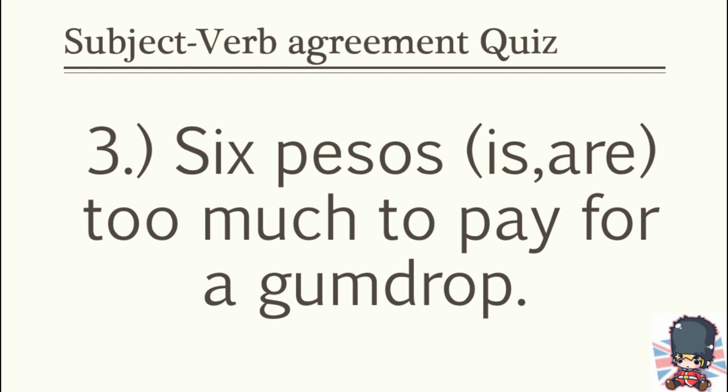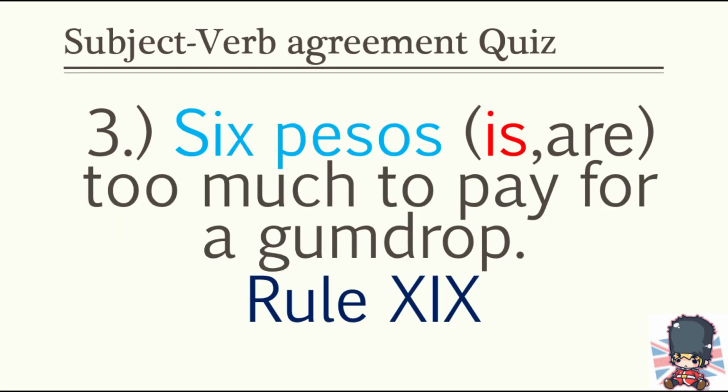Next question. 6 pesos are too much to pay for a gumdrop. So 5 seconds. So the correct answer is is, rule number 19. Pag may amount, 6 pesos, singular siya. So, you have to use a singular verb, which is.